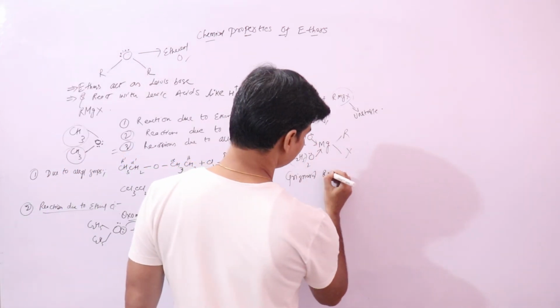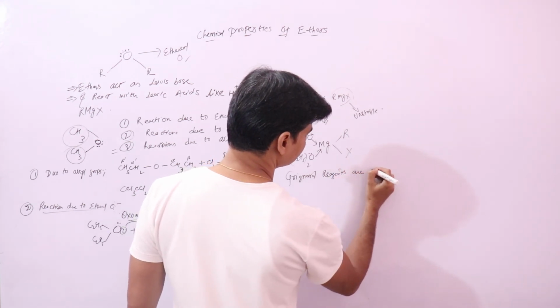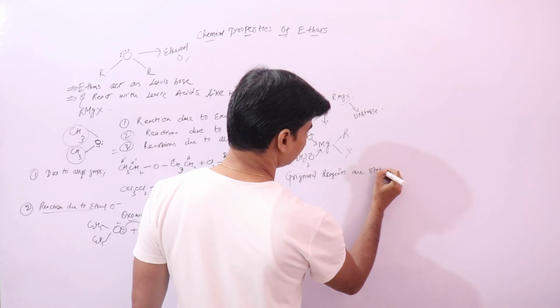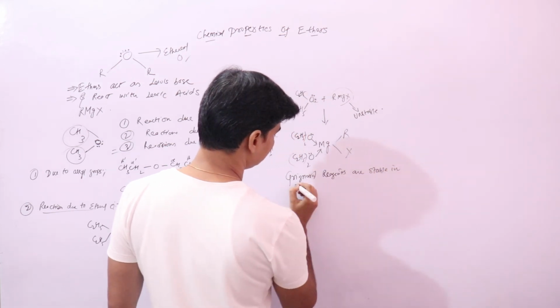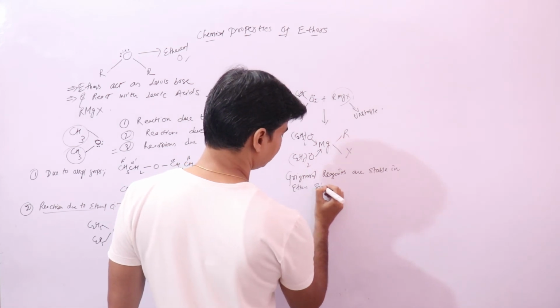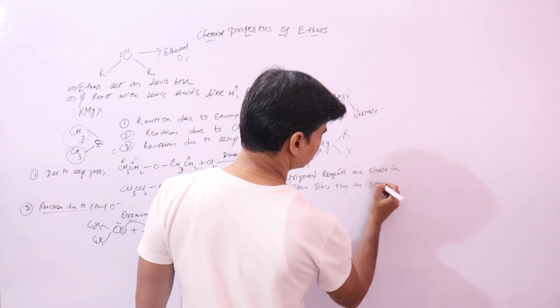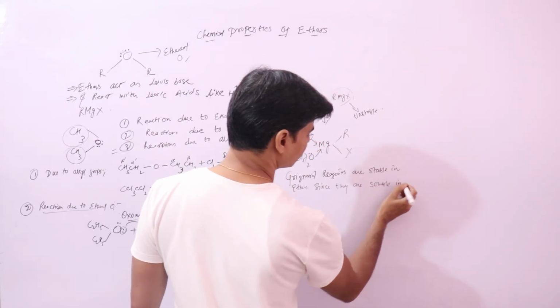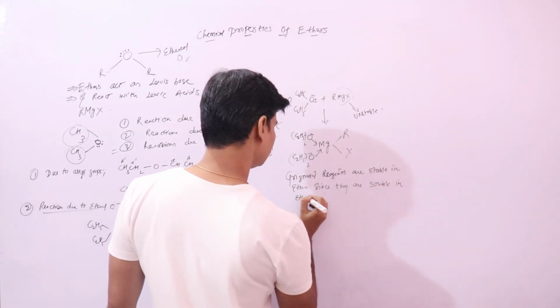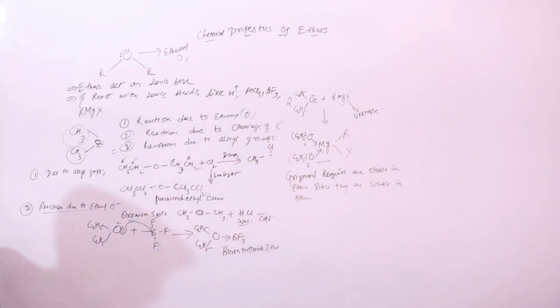So Grignard reagents are stable in ethers, since they are soluble in ethers due to the formation of etherates, right? I hope you are okay with this.